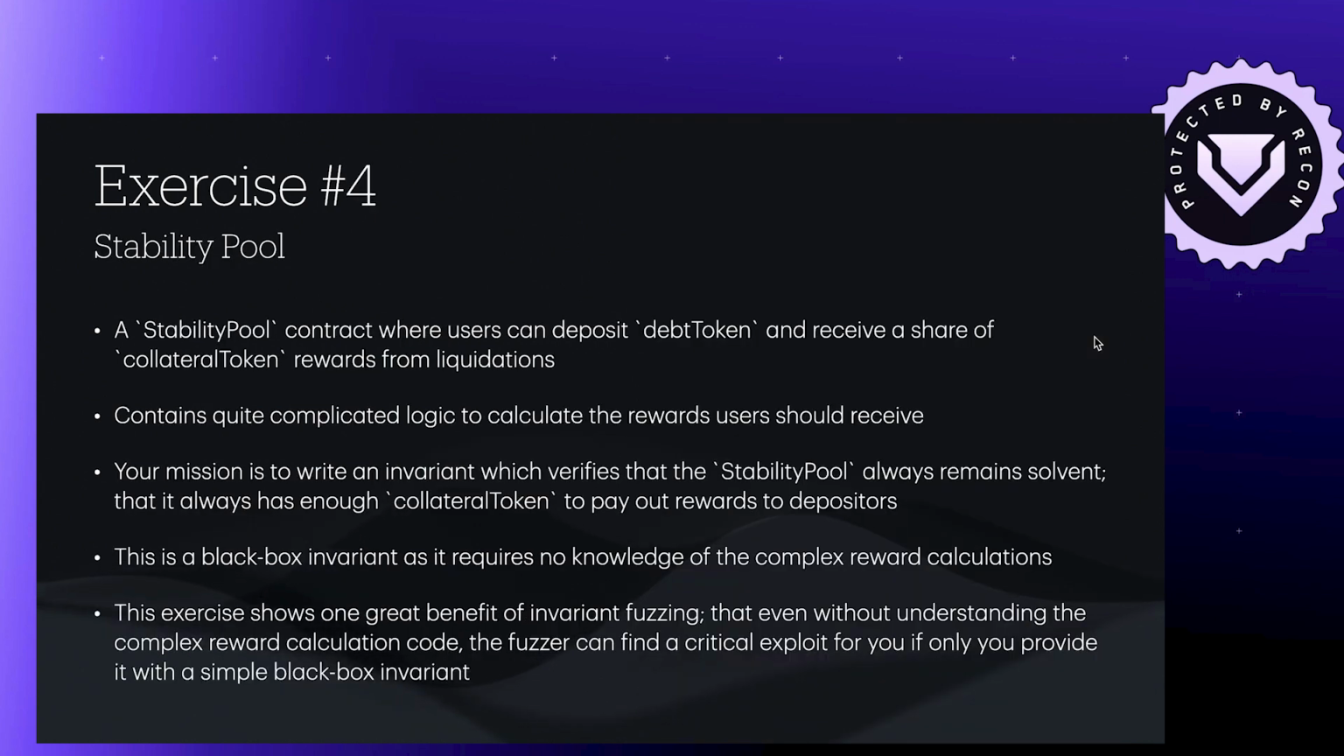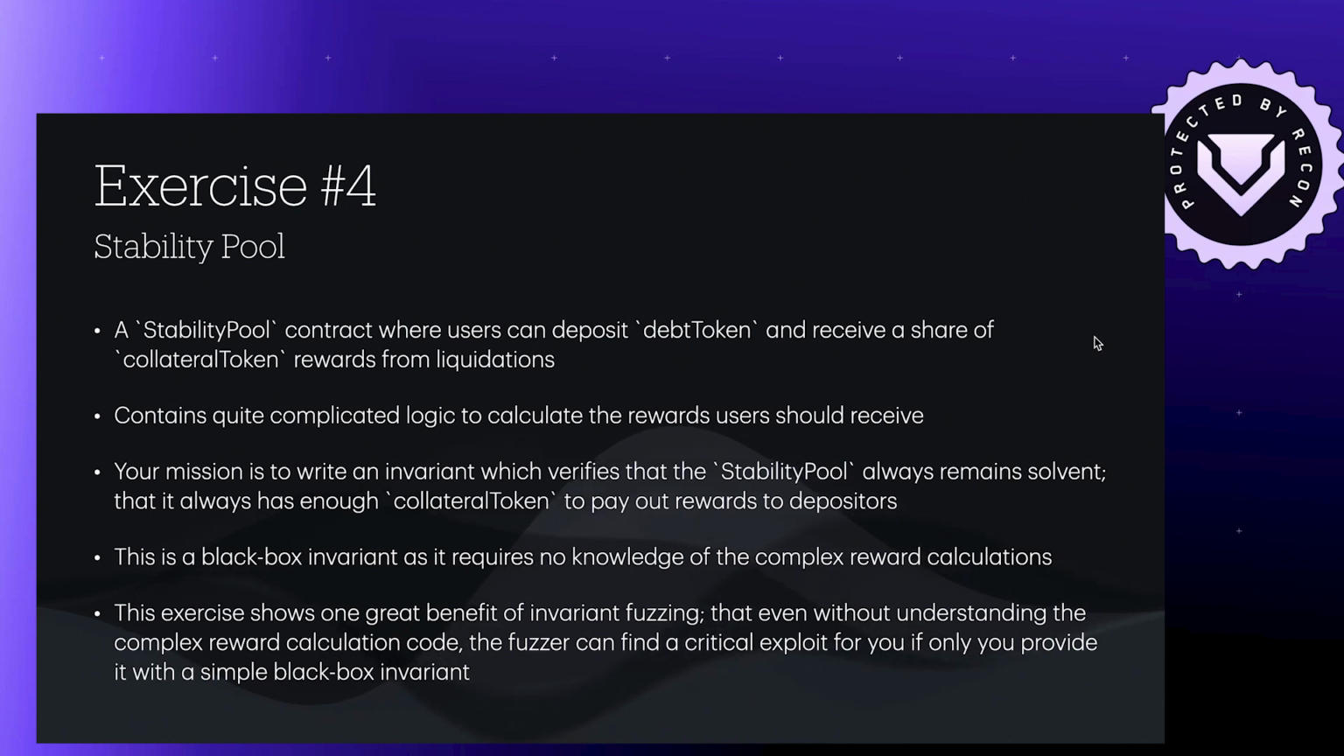All right, so the next one is here, we've got a stability pool, right? So again, many lending and borrowing protocols will have a stability pool that can be used for various reasons to help the protocol remain stable under certain extreme circumstances. So here in this protocol, we've got a stability pool contract where users can deposit a debt token, right? So that's the tokens that other users are borrowing, and when they deposit a debt token, they receive a share of collateral token rewards from liquidators, right?